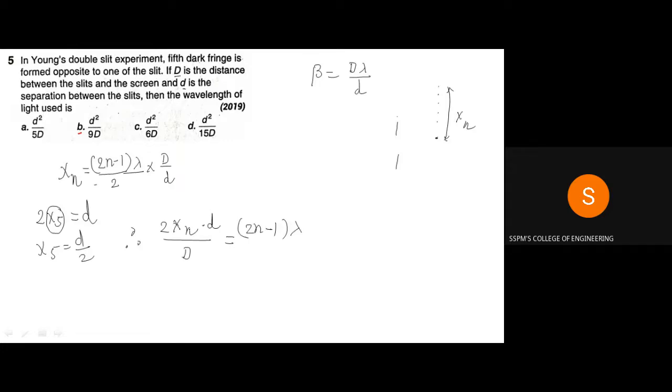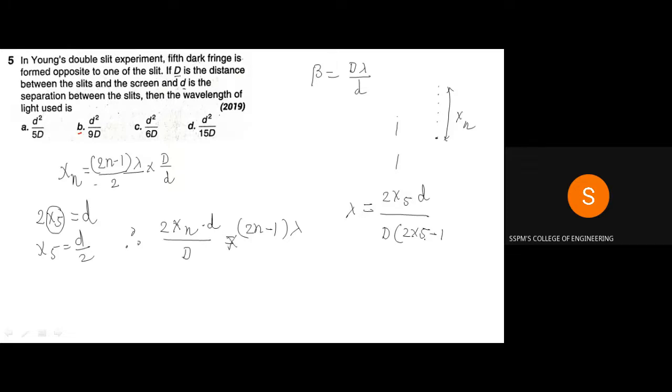Now here xn equals x of fifth, equals d divided by 2. Put 5 in place of n: 2 into 5, 10, 10 minus 1, 9. That is 9 lambda. So as per the formula, we can write lambda equals 2x5 into D upon d into (2 into 5 minus 1), which we have substituted.